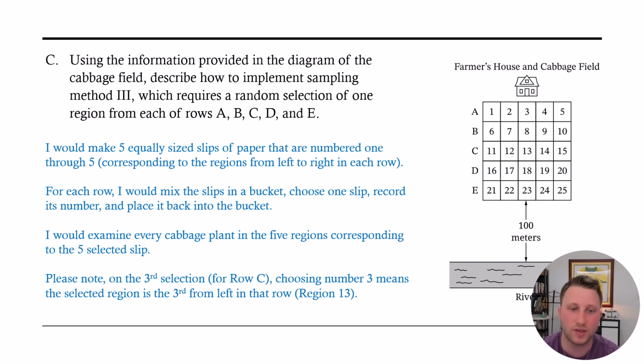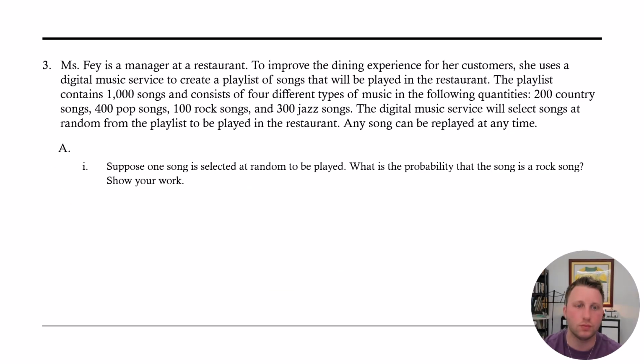And please note, on the 3rd selection, and this is just an example, I could have used the 2nd, 3rd, 4th, or 5th, but I said, please note on the 3rd selection, and in parentheses I'm saying for row C, choosing number 3 actually means that the region that I would select is the 3rd from the left. So in row C, the 3rd from the left is region 13. And again, I'm just doing that to avoid having to make 25 slips of paper and having to use 5 different ones for each row. This way I can just use the same 5 for all 5 rows.